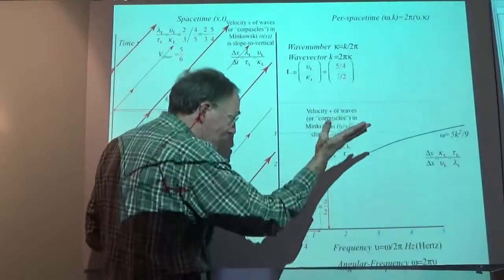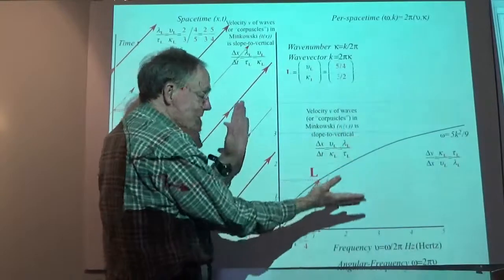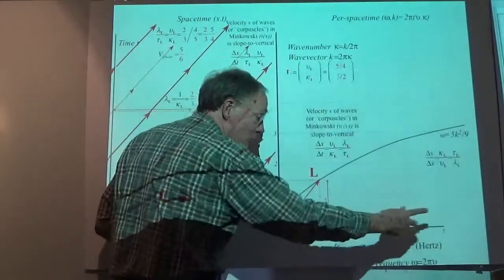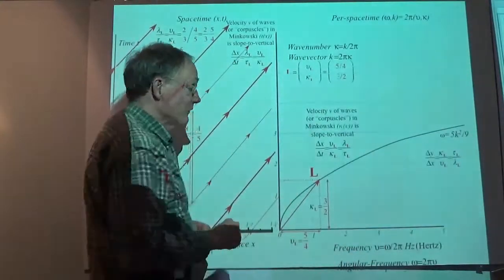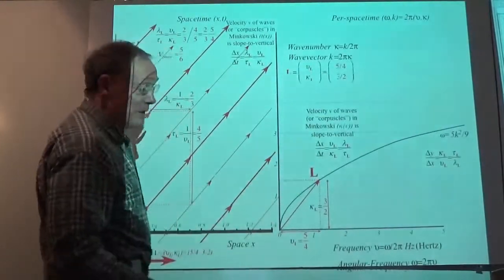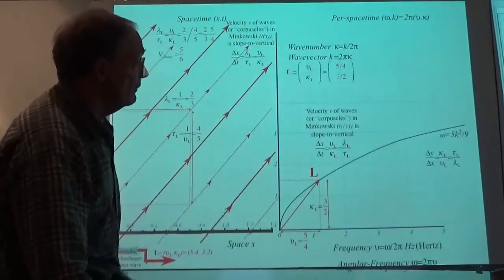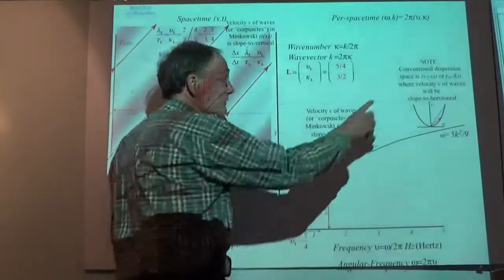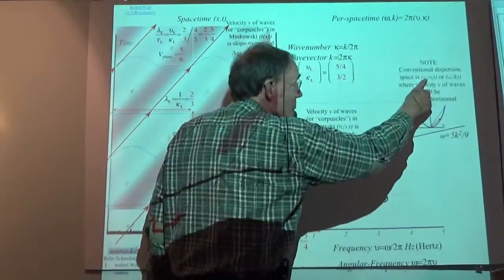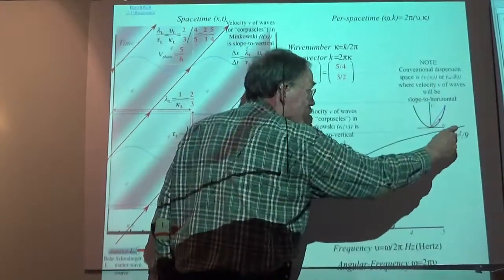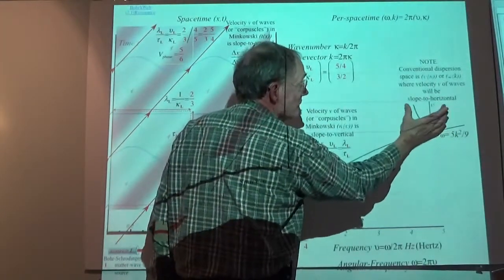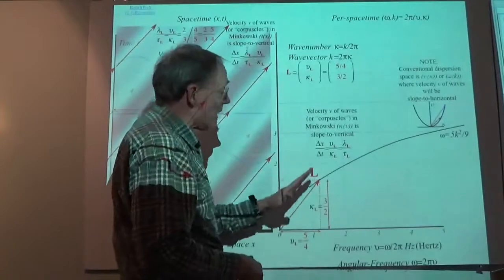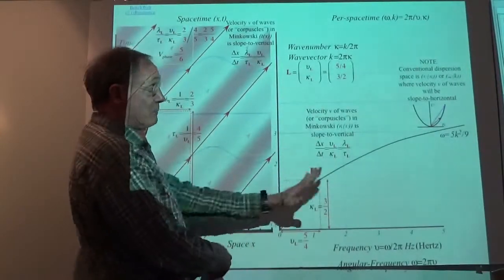Velocity of waves, or corpuscles, in a Minkowski inverse space-time, that would be kappa as a function of nu, kappa vertical, nu horizontal, is, again, slope to vertical. Now, I want to make sure that this is very unusual. Minkowski didn't, in fact, ever plot a thing like that. The conventional dispersion space is frequency versus kappa, and we've been looking at dispersion functions that way. This is the first time I've turned it on its side, but I turned it on its side so the velocities would match both plots.